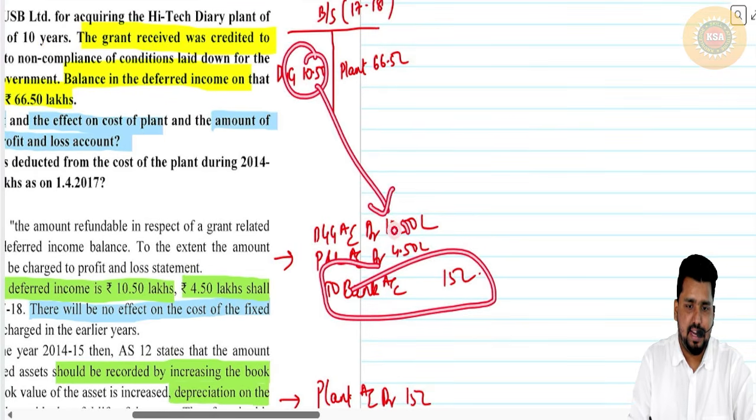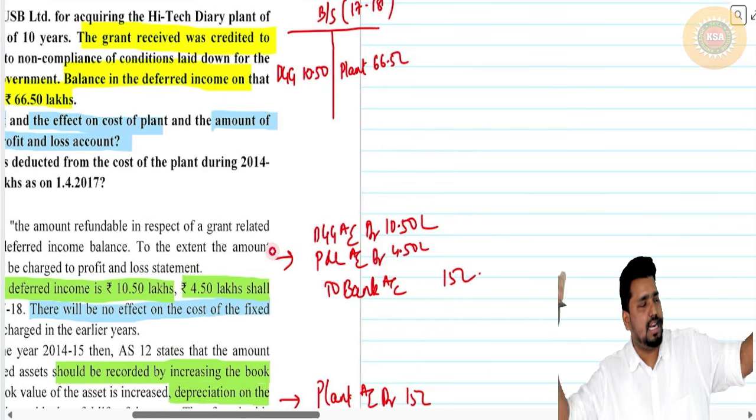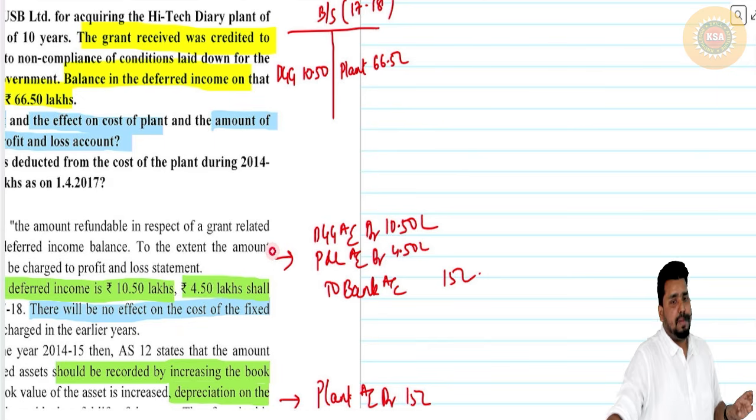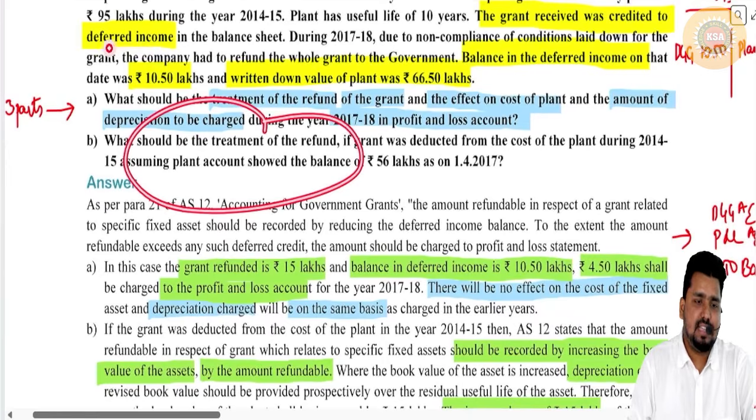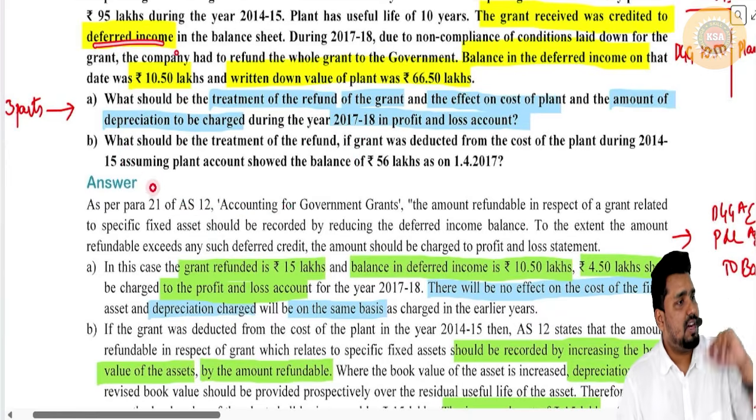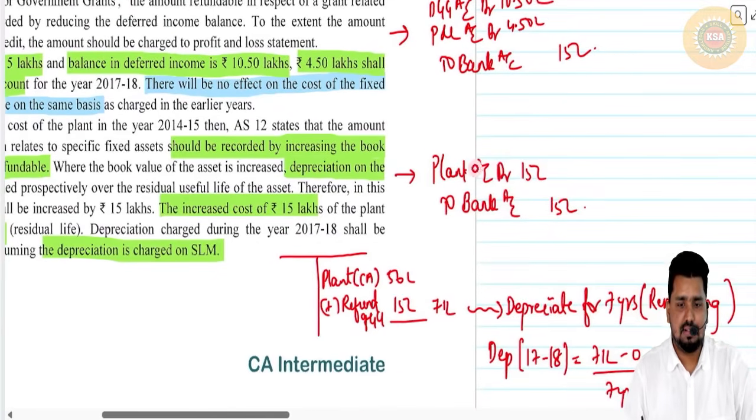DGG 10.5. The difference should be taken to what? P&L account. And one more question they could have asked: instead of adjusting in deferred income, if the adjustment of cost is done, what is the journal entry? 15 lakhs, what is the entry?